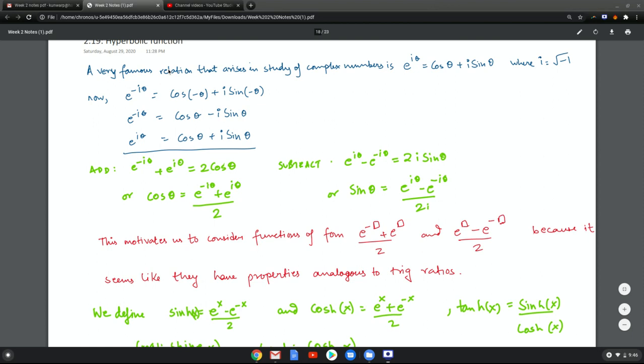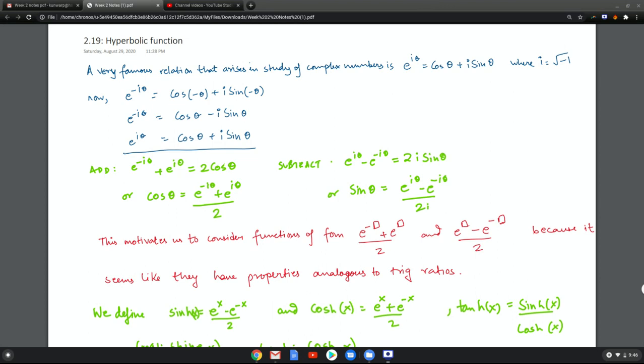There's a very famous relation that arises in the study of complex numbers, and that's given by e to the power i theta is cosine theta plus i sine theta. It's a very beautiful result. Now, let's take this as given because we don't want to delve into how we get this result or what this result means. But there is a way we can motivate the topic of hyperbolic function using this.